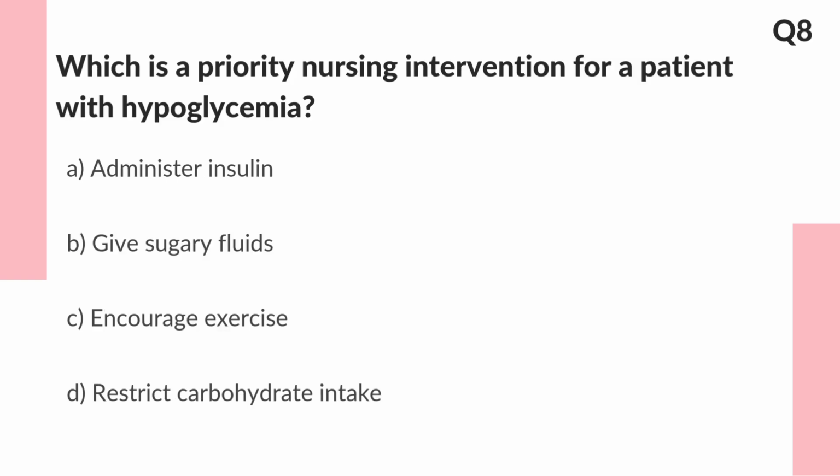All right, that brings you to question number 8. Which is a priority nursing intervention for a patient with hypoglycemia? So you have a patient with low sugar, and what is the priority? Make sure that you look for the keywords: it's priority, and also low sugar, which is hypoglycemia.